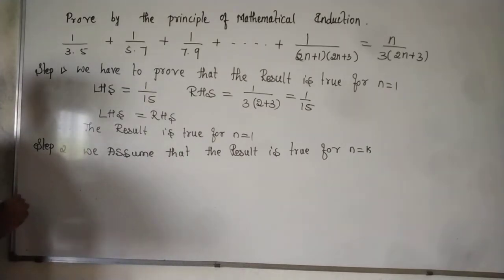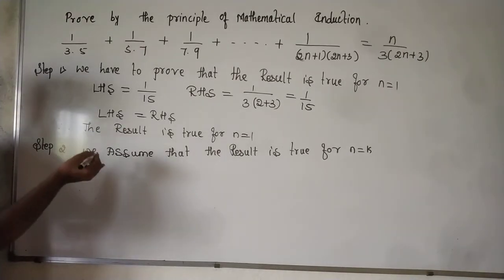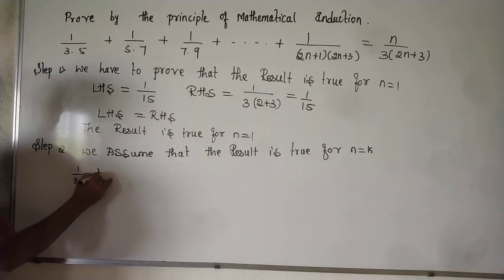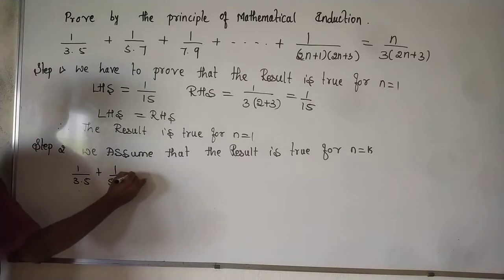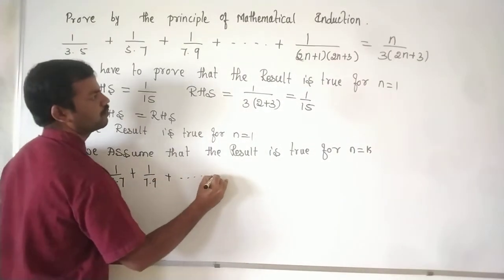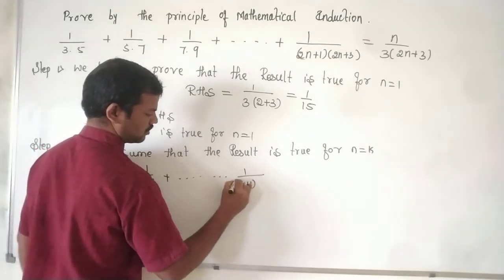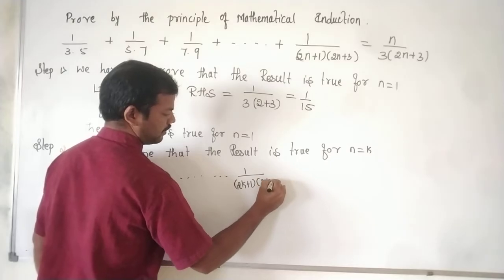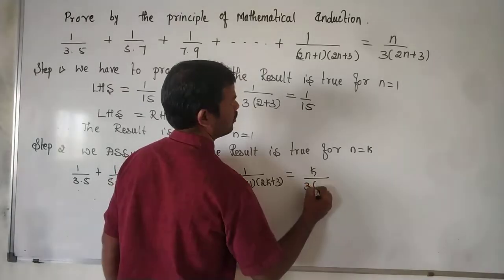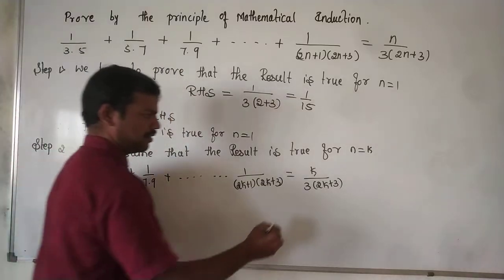So next, which we have to prove that n equal to k: 1 by 3 into 5 plus 1 by 5 into 7 plus 1 by 7 into 9 plus so on plus 1 by 2k plus 1 into 2k plus 3 is equal to k divided by 3 into 2k plus 3. So let me name it as equation 1.